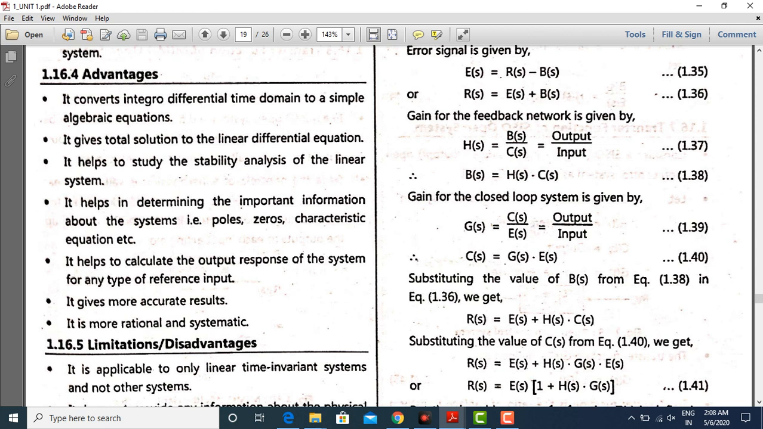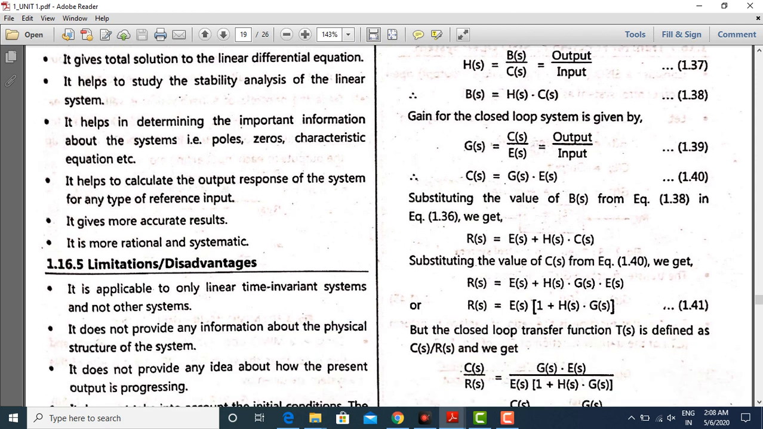Now R of s is equal to, look at 1.3.8 and 1.3.6, just put this equation into this. R of s will be equal to e of s as it is, plus, as it is, just put this b of s as h of s into c of s. Now c of s, I know, is g of s into e of s, I have put it like this. R of s is equal to e of s, in brackets what will happen here, 1 plus h of s into g of s.